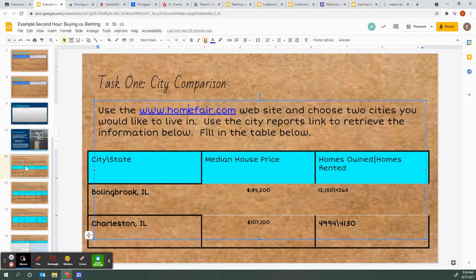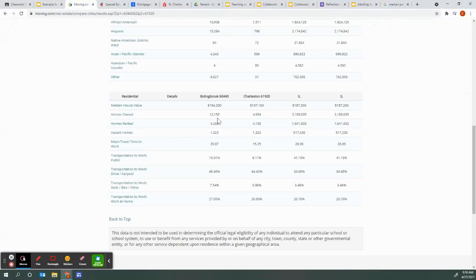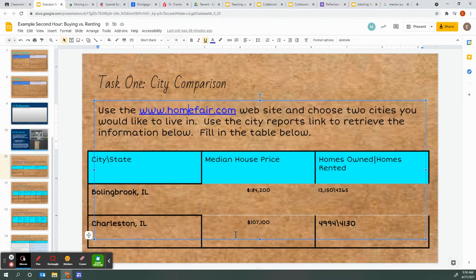So on slide 11, we switched the headings to be median house price and then homes owned versus homes rented. So you want to look at what is the median house value, so the average house value in both of the cities and states that you're comparing. You want to put that information along with the homes owned and rented on the chart on slide 11.